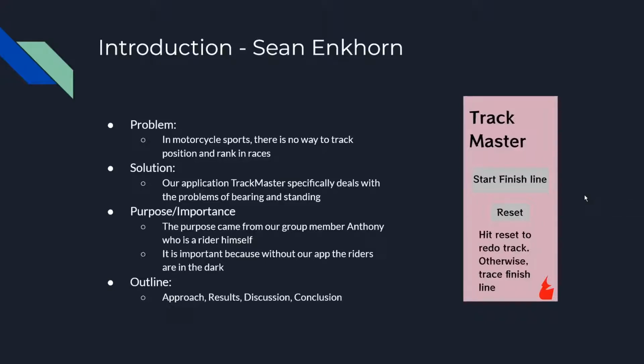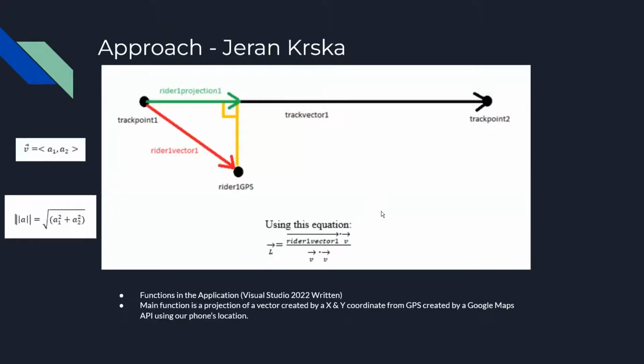And here is Jaren with the approach section. Yep, so basically the main function of our application is comparing vectors to vectors. So we use this by creating a track vector, and basically we have the rider drive around the track, creating GPS coordinate points on the track.